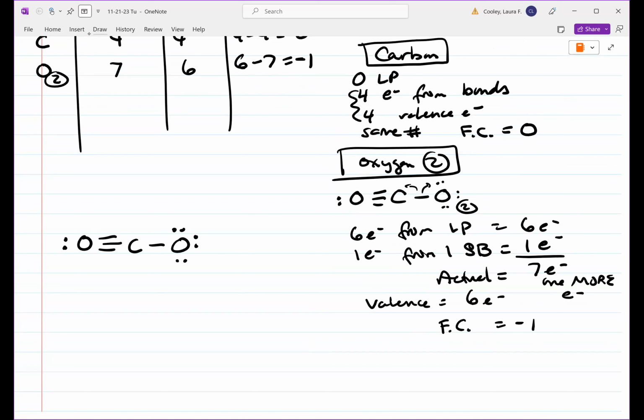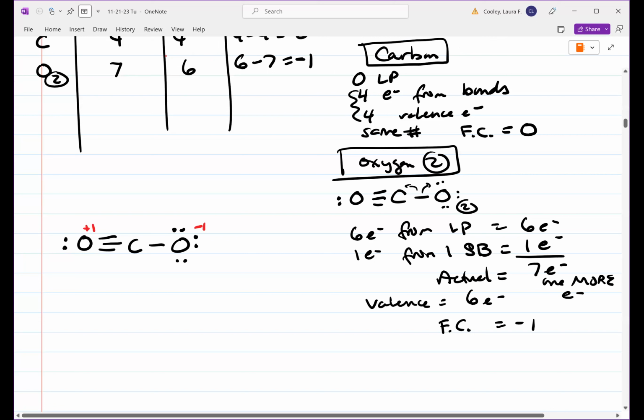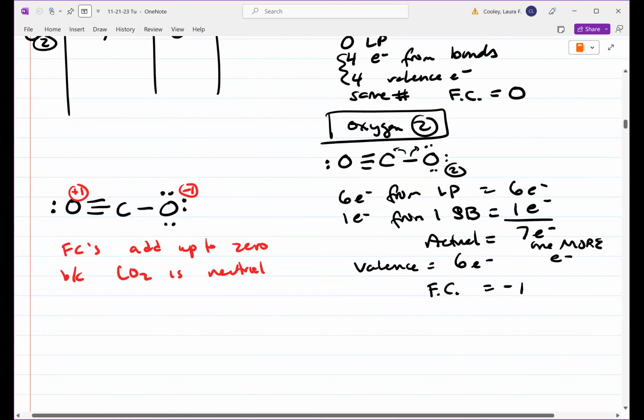So if I write the formal charges right on the molecule, you'll see I have +1 here and -1 here. And notice the formal charges add up to 0 because carbon dioxide is neutral. It has no overall charge. Okay, so now we have to think about which one of these is better.